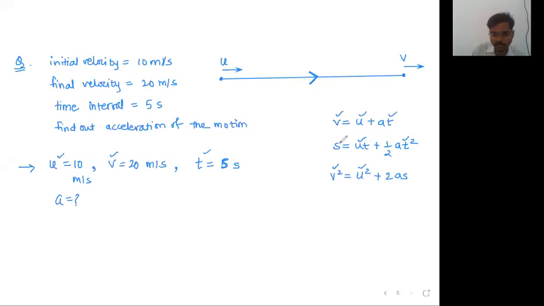In the second equation, displacement is unknown and acceleration is unknown. In the third equation, acceleration is unknown and displacement is unknown. Here we have two unknowns and only one equation, which cannot be solved. But in the first equation, we have only one unknown, that is acceleration, and one equation.